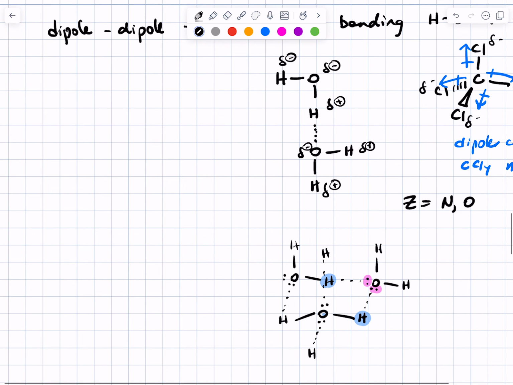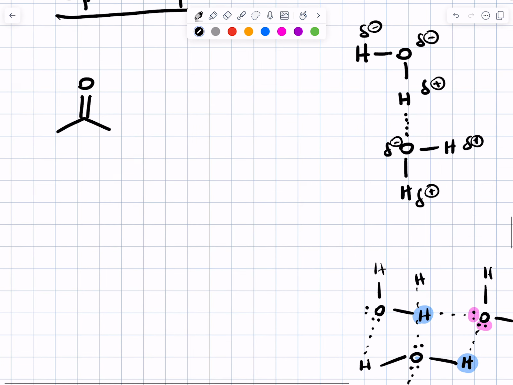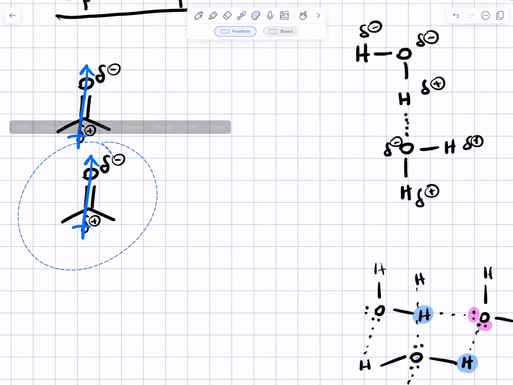dipole-dipole interactions can occur between things that don't have hydrogen. An example of that might be this ketone. So in this ketone, you have a carbon that's less electronegative than oxygen. You would expect the oxygen to have a partial negative charge and the carbon to have a partial positive charge. And you might expect this dipole that we've drawn, you might expect multiple molecules of the ketone to orient themselves with this kind of arrangement such that the positive end of one dipole is next to the negative end of the other.